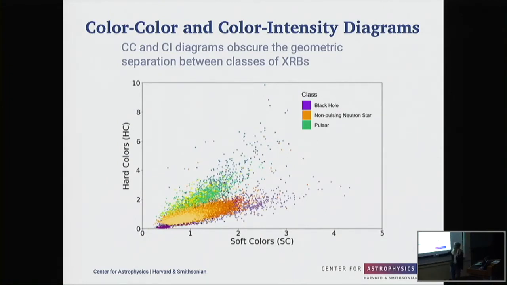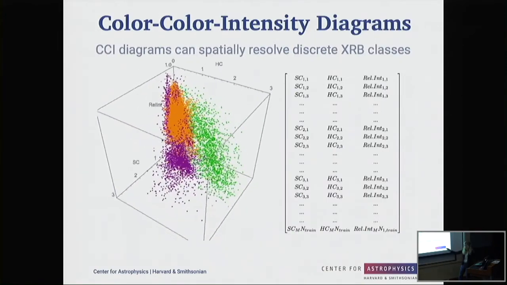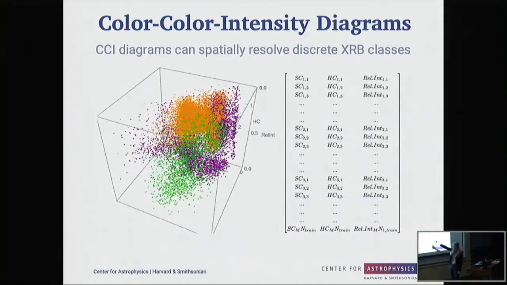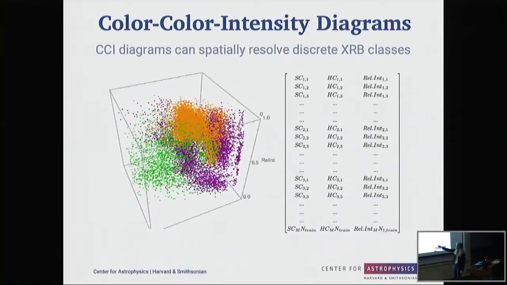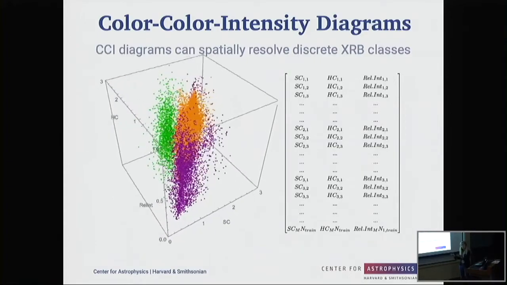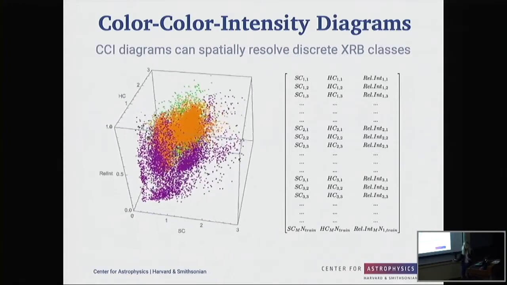If we instead have the intensity on the y-axis, we see a very similar pattern, and we can't necessarily discriminate between sources with these two-dimensional diagrams. So instead we move to color-color intensity diagrams, which are three-dimensional representations of our data. What we see here is in purple you have our black hole sources, in orange our non-pulsing neutron stars, and in green our pulsars. And so we can see that we can actually spatially resolve these different classes using these three-dimensional diagrams.